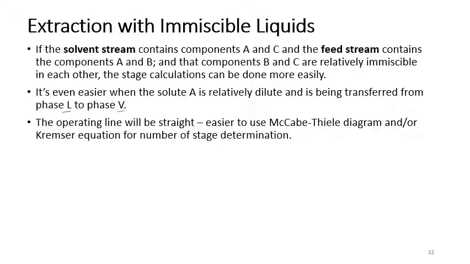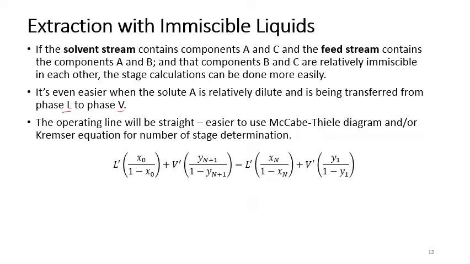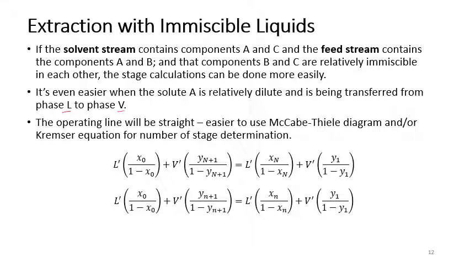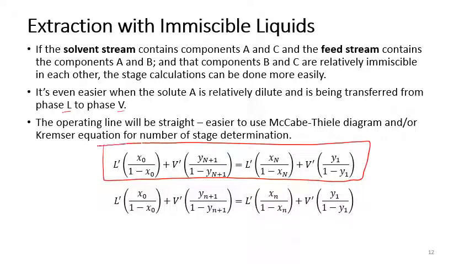Then the operating line will be straight, and it's easier to use the McCabe-Thiele diagram and/or the Kremser equation to calculate the number of stages. And if you remember the operating line equations for absorption and stripping as shown in the equation here, so this here is the operating line for the whole column for capital N number of stages, and the bottom equation is if you are doing the equation to get the intermediate points for the operating line somewhere in the middle of the column, if you can recall this equation.